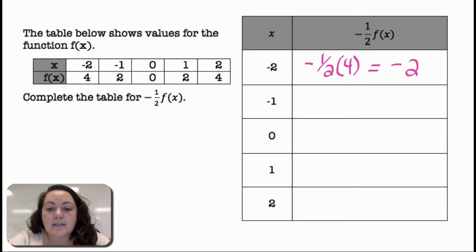Now I'm going to do that exact same thing with -1. When x is -1, f of x is 2. So I'm going to do -1/2 of 2. Half of 2 is 1, and it's negative, so -1. Now I'm going to look at 0. When x is 0, f of x is 0. -1/2 times 0 is 0. When x is 1, f of x is 2. -1/2 of 2 is -1. Then when x is 2, f of x is 4, and -1/2 of 4 is -2.